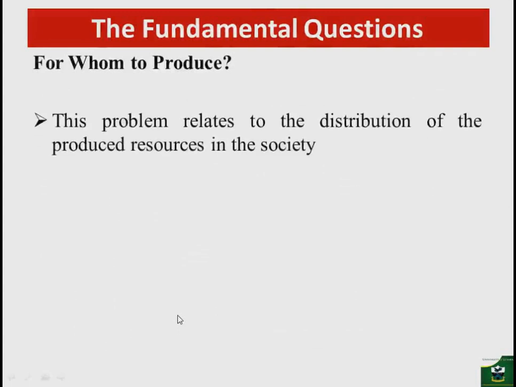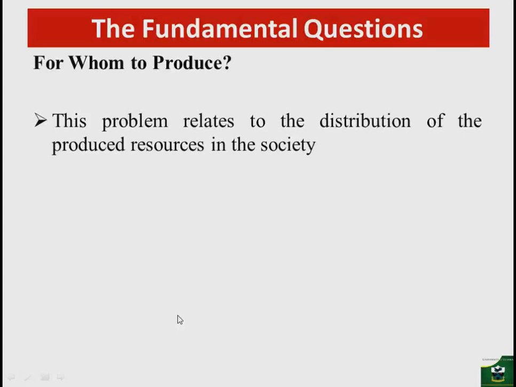Move to the for whom to produce question. So this problem relates to the distribution of the produced resources in the society. In deciding who will get what items, we need to look at the population in general and the characteristics of the population. If you have produced bread, say brown bread or white bread, you need to look at who likes white bread, who likes brown bread, who will buy it. And when distributing, you distribute according to people's preferences.